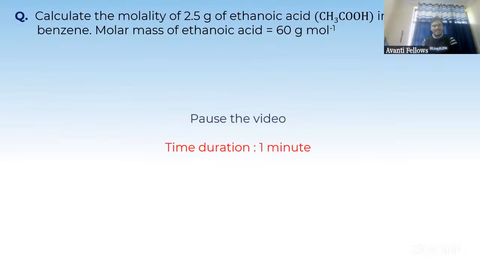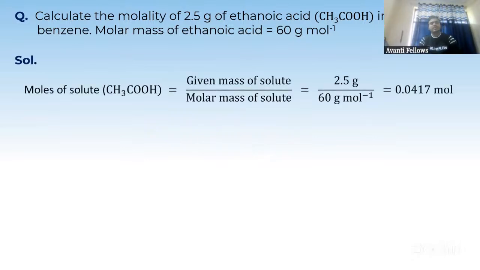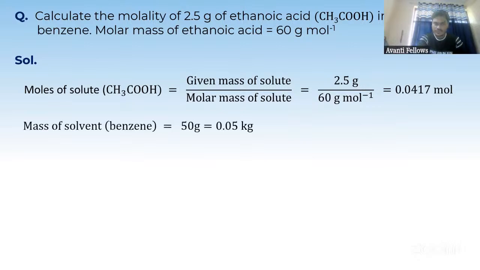Calculate the molality of 2.5 gram of ethanoic acid in 50 gram of benzene, and molar mass of ethanoic acid is given, that is 60 gram. So let's see, it's a very simple thing. First of all, we need to calculate the mole. So mass upon molecular mass. Mass is given, 2.5 gram. Molecular mass is also given, 60. It comes out to be 0.0417 mole.